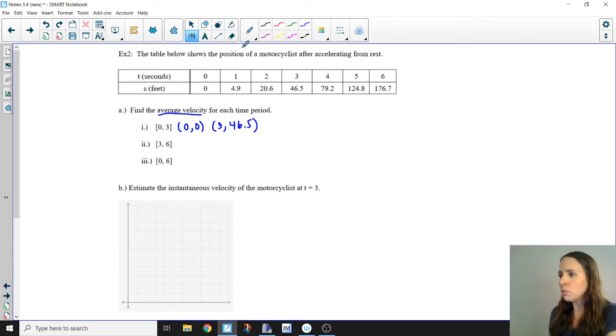I skipped over something that I should probably mention. The table below shows the position of a motorcyclist after accelerating from rest. Okay, I probably should mention that. It's a motorcyclist and they are accelerating from rest.